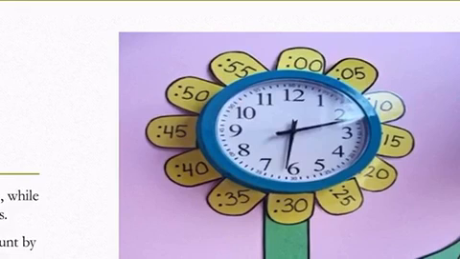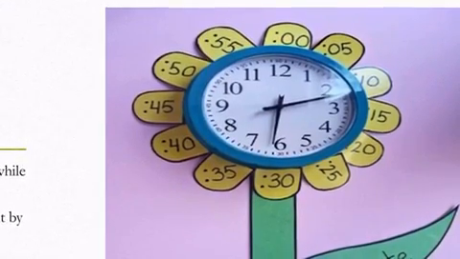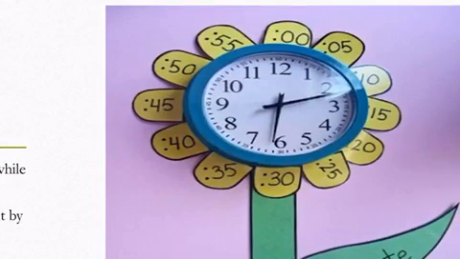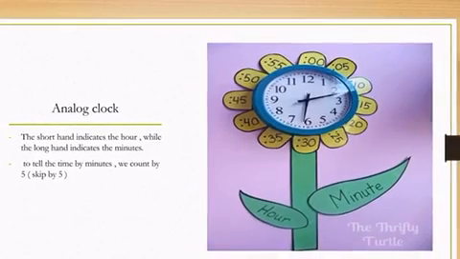If the tall hand is on the 2, like here, so 10 minutes. If it was on the 3, 15 minutes. 4, 20 minutes. 5, 25 minutes. 6, 30. So as we can see, we are just skipping by 5. 0, 5, 10, 15, 20, 25, 30, 35, 40, 45, 50 and 55. Okay, so this is how we read the hour, the minute.